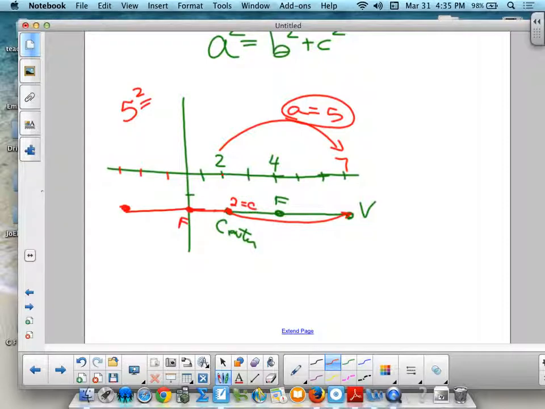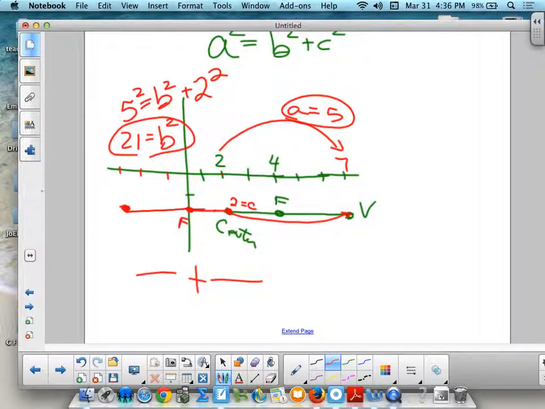5 squared. A squared equals B squared plus C squared. Don't know B. C is 2. I'm getting 25 minus 4, 21. B squared is 21. Hey, that's all I need to know. I just need to know what B squared is. Now that I know that, I can just write the equation.